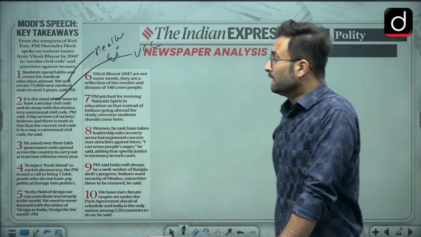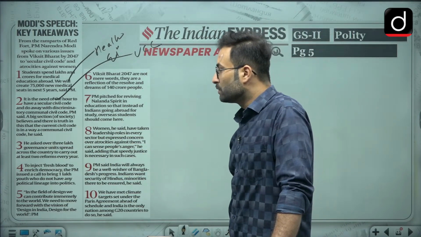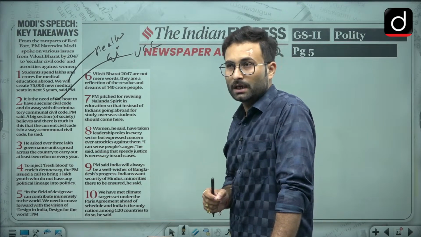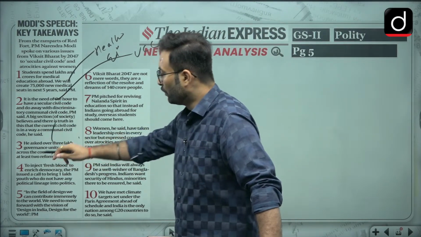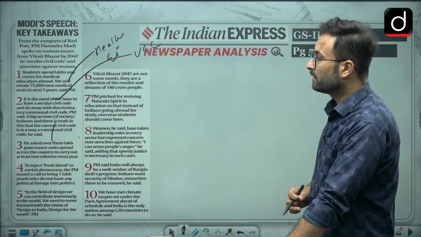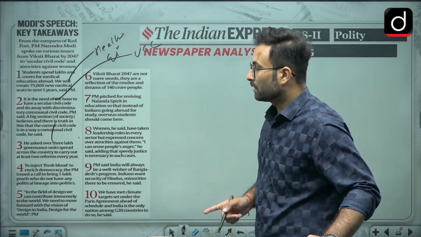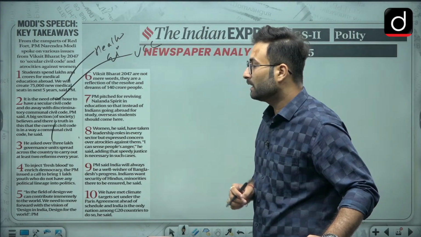Moving further, he asked over 3 lakh governance units spread across the country to carry out at least 2 reforms every year. Okay, so that is there. Moving further, to inject fresh blood into the enriched democracy, the PM issued a call to bring 1 lakh youth who do not have any political lineage into politics.